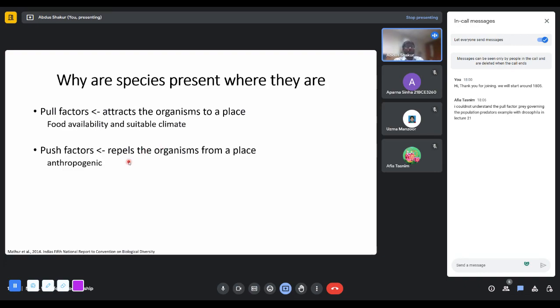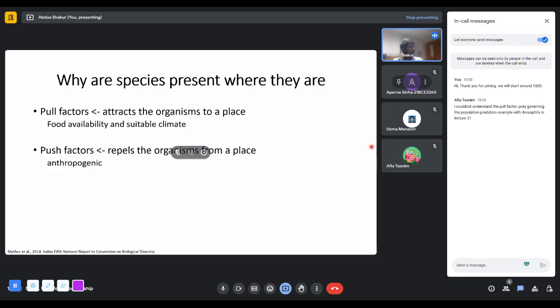If you go back to the snow leopard example, one of the push factors other than anthropogenic ones can be plains. If it's around the plains, you may not be able to see a snow leopard, because flat ground is not something the snow leopard prefers. So you can basically group the factors by how species are present.